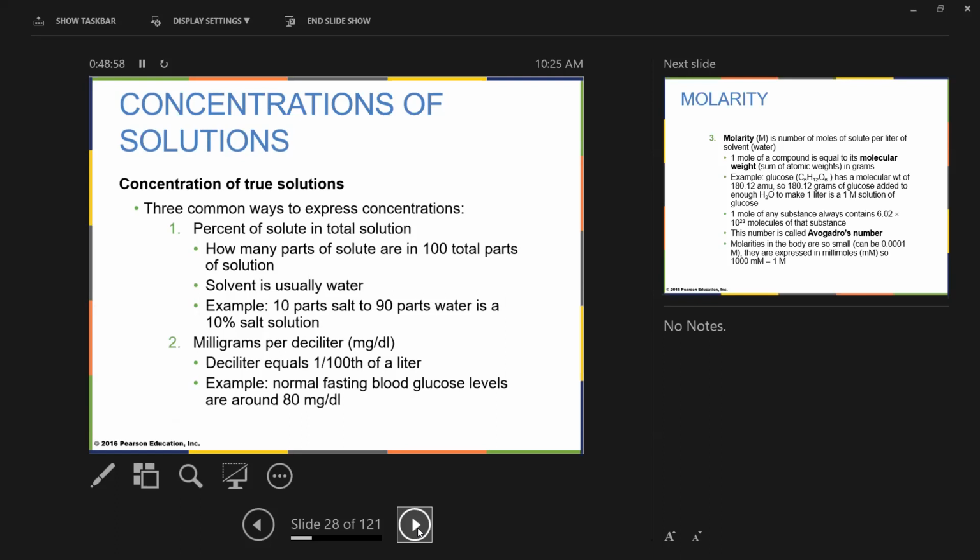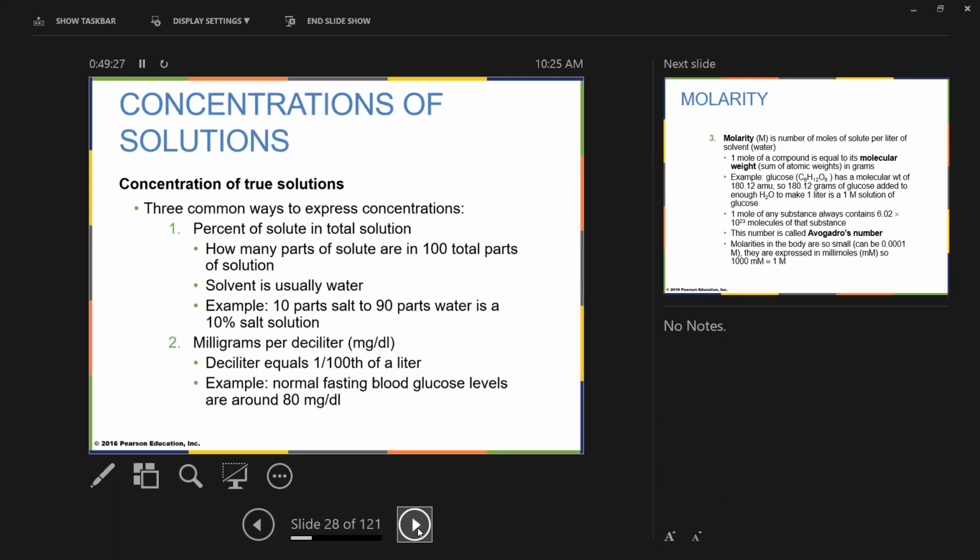There are a few exceptions to this. Solutions also can be measured in what we call milligrams per deciliter. There's just a few places where we do this. Blood sugar. Blood sugar is measured in milligrams per deciliter. Elevated blood sugar may be an indicator of diabetes. May.